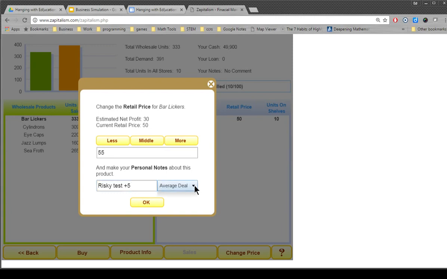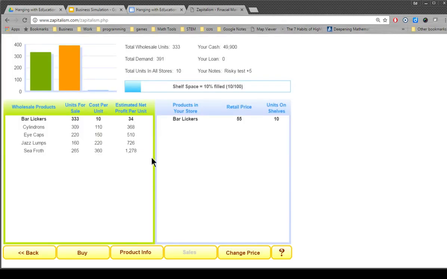Now, I also have a drop down here to decide, do I think this is a good deal, an average deal, or a bad deal? Right now I'm going to leave it an average deal because I have no data to know if this is good or bad. And I'll select OK. So I've used up 10 of my space of 100.